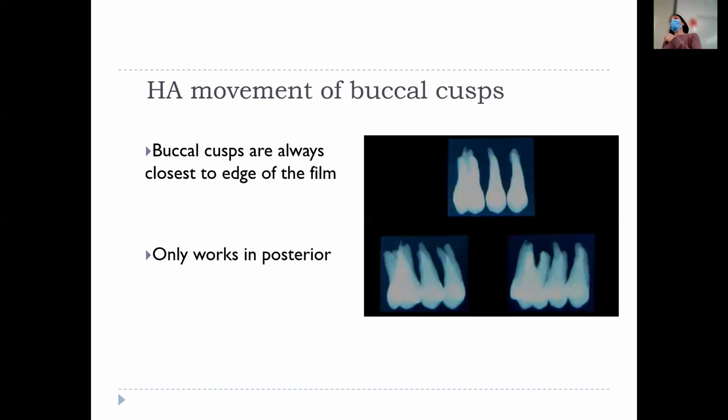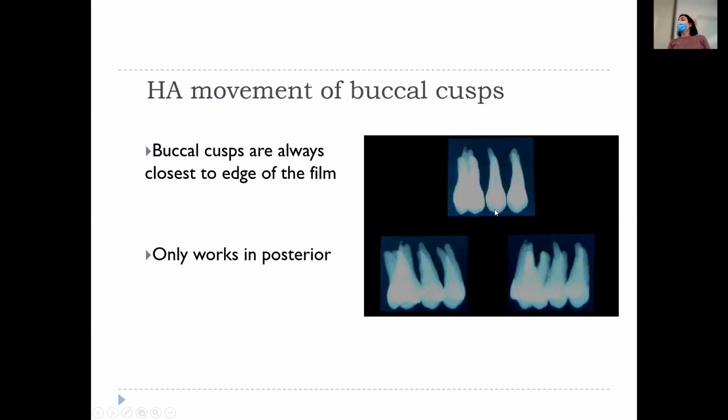Buccal cusps, so the movement of buccal cusps. Buccal cusps are always closest to the edge of the film. Here's the edge of your film, and this lower cusp is the buccal cusp, and this is really whited out. It's very hard to see. Maybe this is better, but see, these are your lingual cusps all through here, and then your buccal cusps are all stretched down.